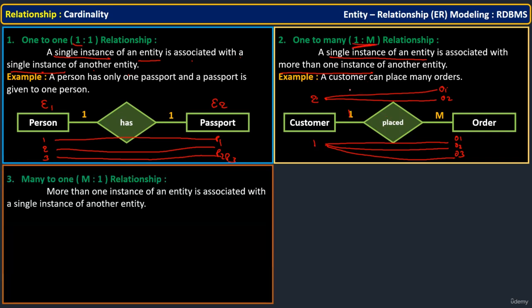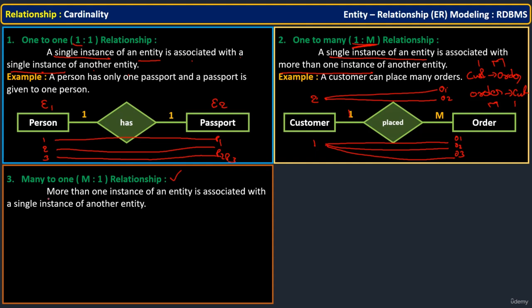Now if you see the reverse, it is many-to-one. When you go from customer to order, this is one-to-many. But if it is order to customer, then this becomes many-to-one. That is the reverse part, nothing more. If you are going from customer to order, you say one-to-many relationship. If you are going from order to customer, you say many-to-one relationship.